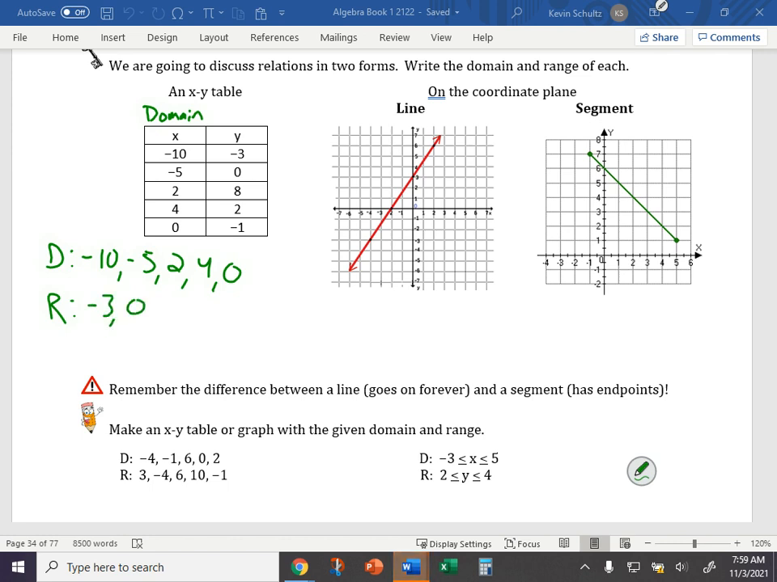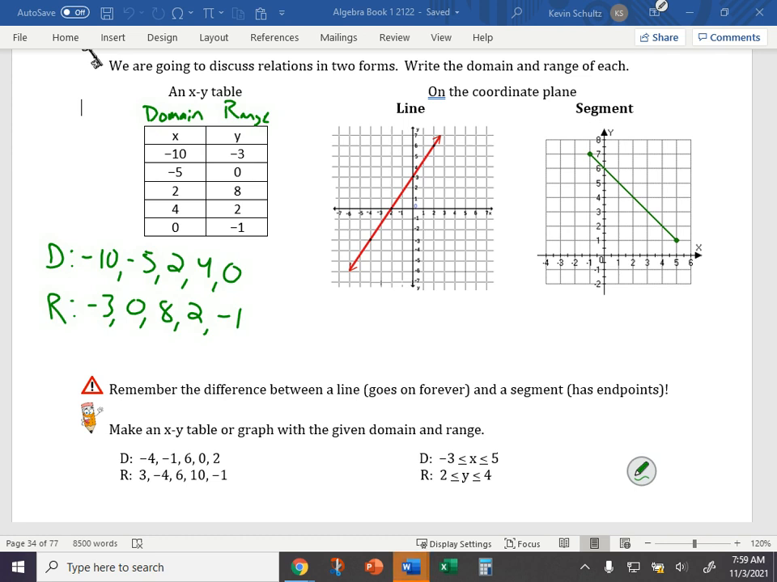-3, 0, 8, 2, and -1. Again, simply listed. Okay? So of these three, the XY table is probably the most defined. I don't want to use the word easiest necessarily, but it's the most defined. They are simply listed, right?